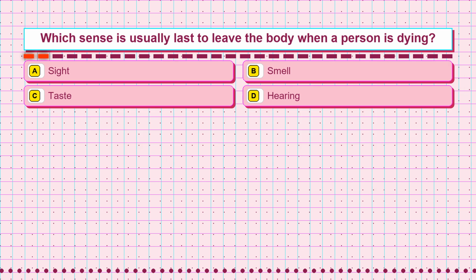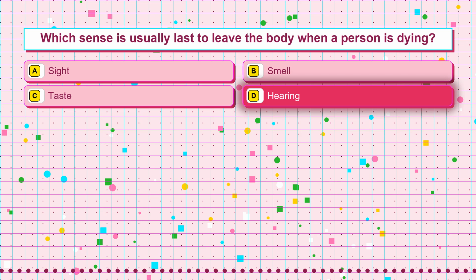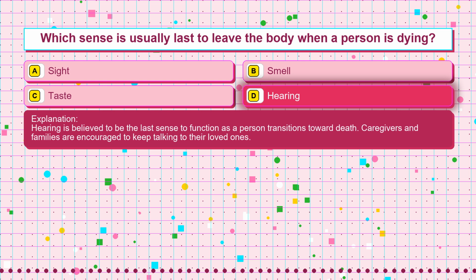Question 79. Which sense is usually the last to leave the body when a person is dying? Option A, sight. Option B, smell. Option C, taste. Option D, hearing. The correct answer is option D, hearing. Hearing is believed to be the last sense to function as a person transitions toward death. Caregivers and families are encouraged to keep talking to their loved ones.